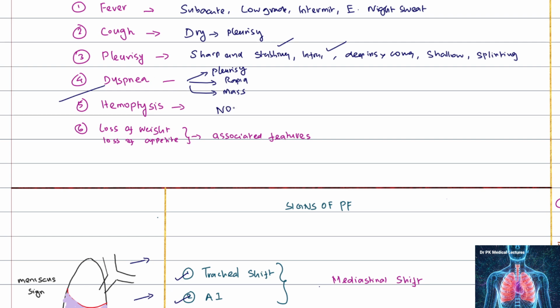Then hemoptysis is not a feature of tuberculous pleural effusion. Loss of weight and loss of appetite are associated features for tuberculosis.